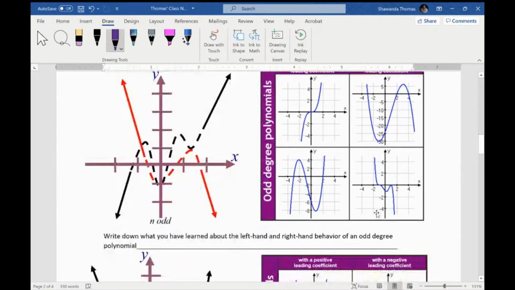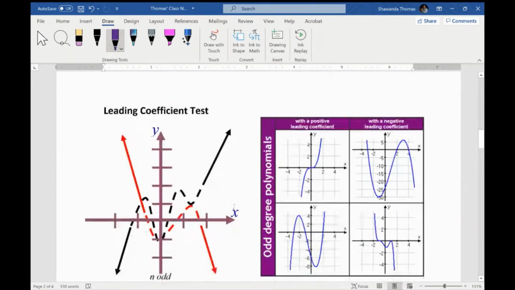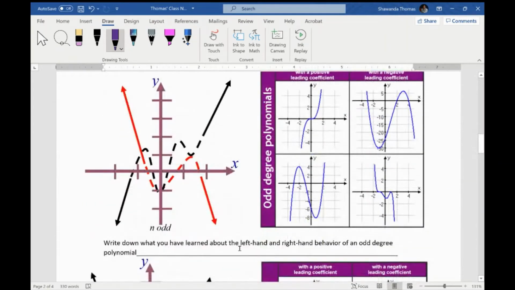All right. So write down what you have learned about the left hand and right hand behavior of an odd degree polynomial. Anyone want to volunteer? What did you just learn? When it's an odd degree, the left hand is going to be going up, and the bottom going to be going down.